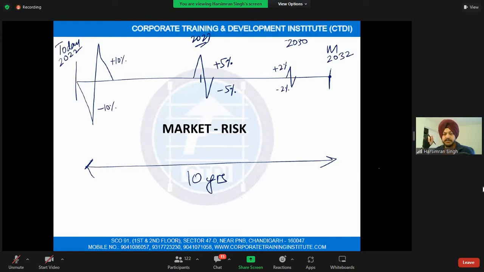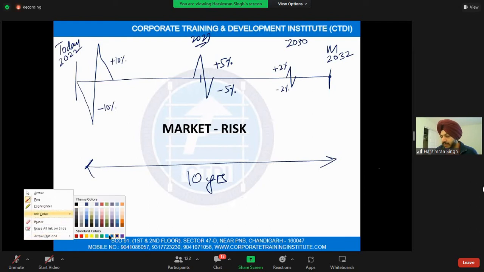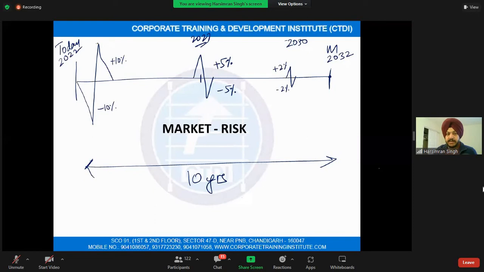Did you understand this concept? That means when the maturity is far, your fluctuations are high. When the maturity is near, the fluctuations are low. And on the day of maturity, there is no fluctuation. So can I say the movement is like this?